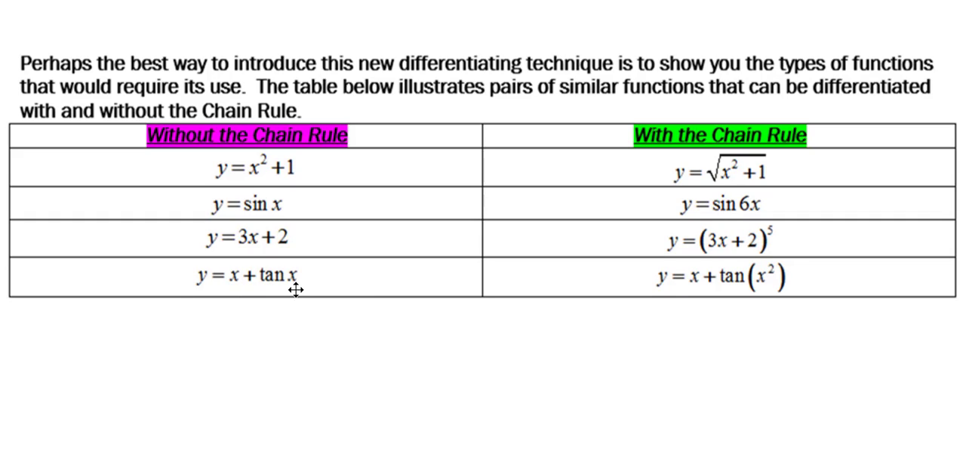Now with the chain rule, we would need the chain rule for something like this. Definitely need the chain rule here. Why? Because we have a composite function. Good luck expanding x squared plus 1 to the 1/2 power. You'll notice we didn't have any arguments inside the trig functions, like sine of 6x. We need the chain rule for this one.